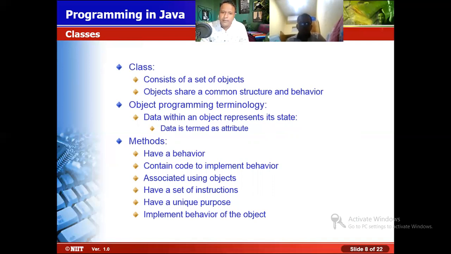In object programming terminology, data within an object represents its state. Data is termed as attributes. The one for whom we are storing the information is called the entity. Suppose I am storing your information, you are the entity. When I store your name, your contact number, your email address, those are called the attributes. Student is our entity, and the student's roll number and contact number are our attributes.